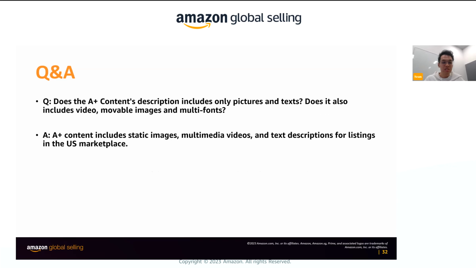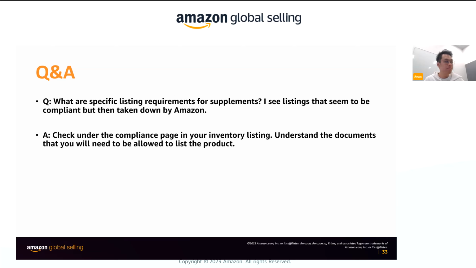So does the A+ content description include only pictures and text? Does it also include video, movable images, and multiple fonts? A+ content includes static images, multimedia videos, and text descriptions for listings in the US marketplace.